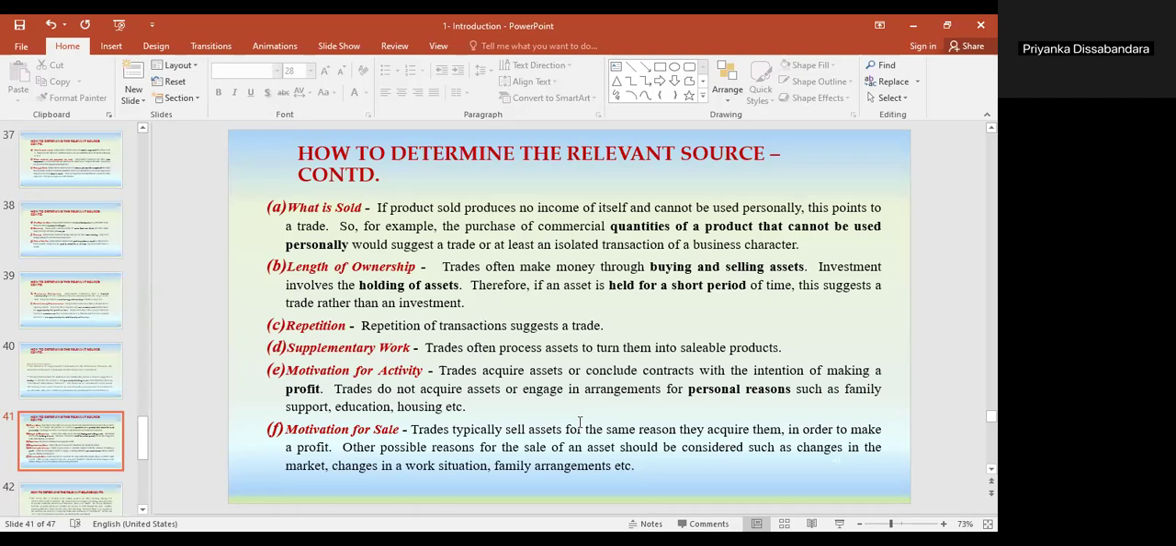Then the next one is motivation for activity. So what is the motivation? Making a profit. If the motivation is a profit, that is a trade. Then the motivation for sale.